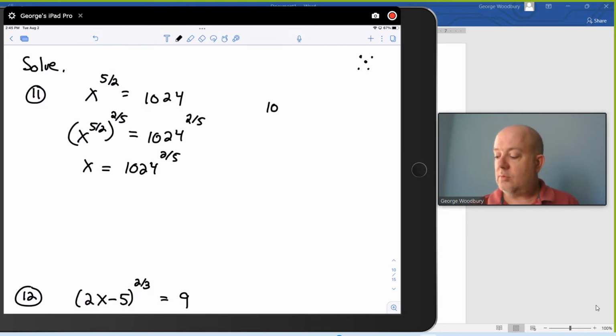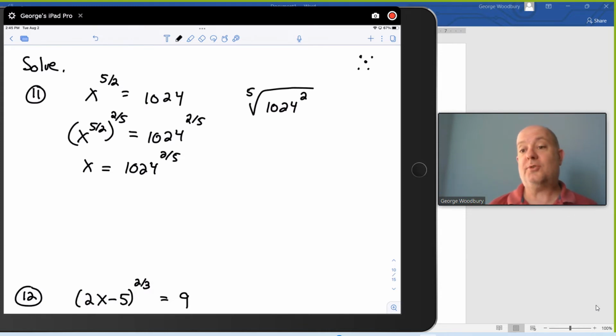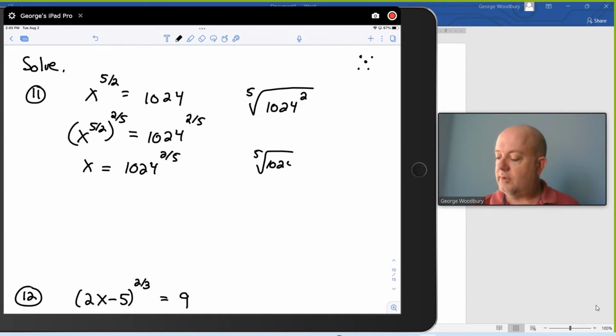We can raise 1024 to the second power and then take the 5th root of that. 1024 squared is a number that's over 1,000,000, and then you've got to try to find the 5th root of that. Or we could try to take the 5th root of 1024 and then square that. Taking the 5th root first is going to make this number smaller quicker, and then squaring a smaller number will be less tedious. So the right thing to do here, I believe, is to take the 5th root of 1024, which happens to be 4.